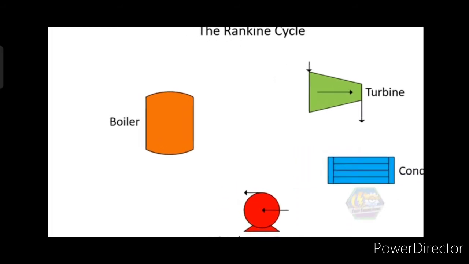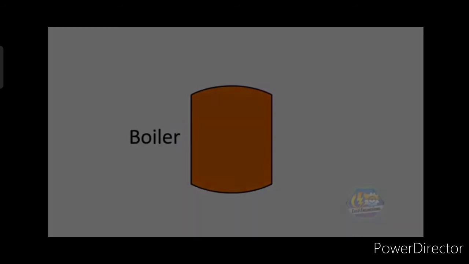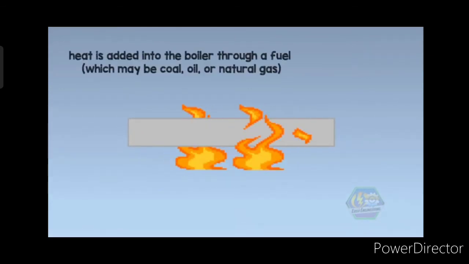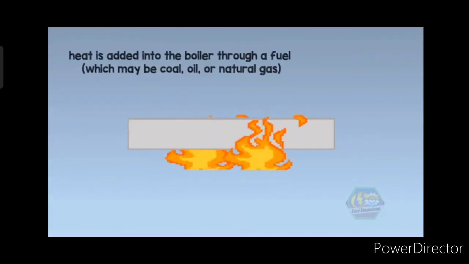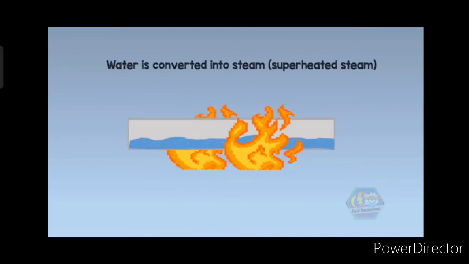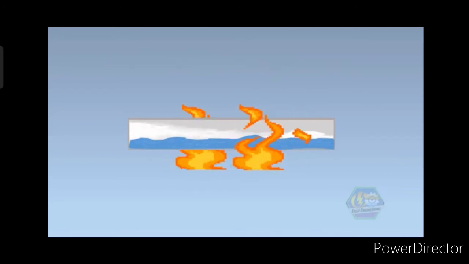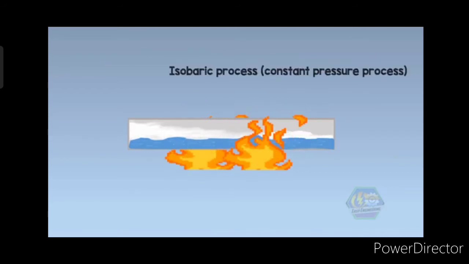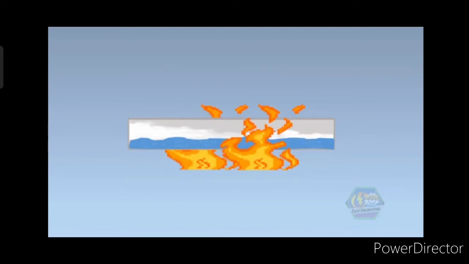For process 1 to 2, the boiler, these are the things that we need to remember. Since the boiler is a heat exchanger, heat is added into the boiler through a fuel, which may be coal, oil, or natural gas. Here, water is converted into steam or superheated steam. This is an isobaric process or a constant pressure process.